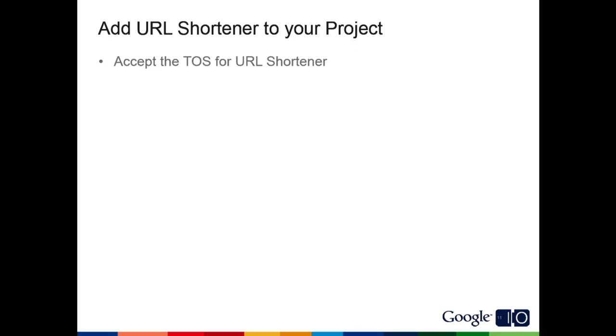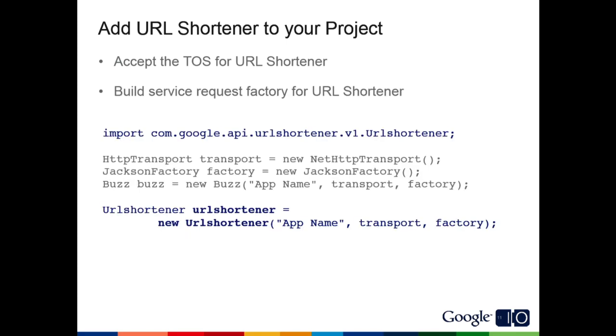Coming up a level, we're going to want to make shortened URLs. So I'm going to have to add the URL shortener to my application. I've accepted the terms of service and turned it on in the console, so I'm ahead of the game there. And now I have to add a factory for building URL shortener requests to my application. And it only adds 2 lines of code here. I import the thing, and I create a URL shortener object. I'm reusing the same transport and factory that I used for the buzz object because they are thread safe and reusable in that way. You should only need 1 buzz object, 1 URL shortener, 1 transport, 1 factory for an application of infinite complexity.